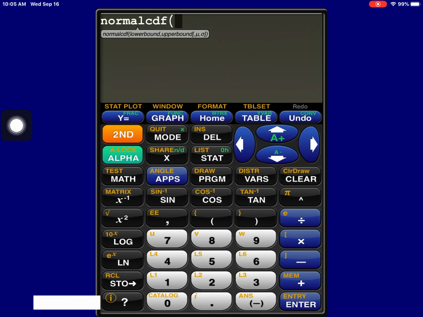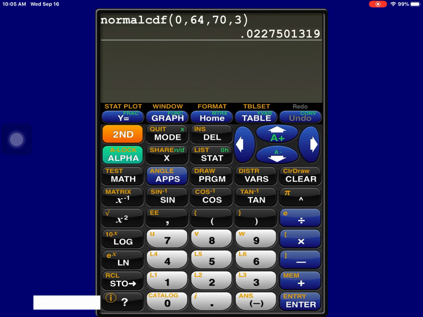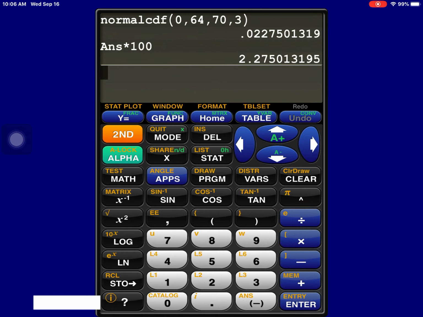So I'm going to click on option number 2. And it even reminds you right here, which is awesome. Your lower bound for that problem we said was 0. Separate this by a comma. Our upper bound we said was 64. We want to look at all the males with heights from 0 to 64, because that's where our friend is. And then the average height for males was 70 with a standard deviation of 3. Let's go ahead and hit enter, and we get a value of 0.02. And I'm going to turn this into a percent. You can move the decimal over 2 times or just multiply by 100. So we have about 2.3%.